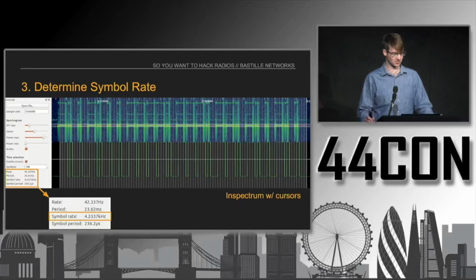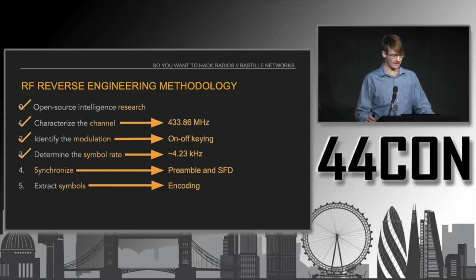So by using the cursor tool and just doing this really nice and visually, I'm able to determine that the symbol rate is approximately 4.23 kilohertz. That's a ton of information right there, doing no math, I'll mention. So now we have to get a little more technical.